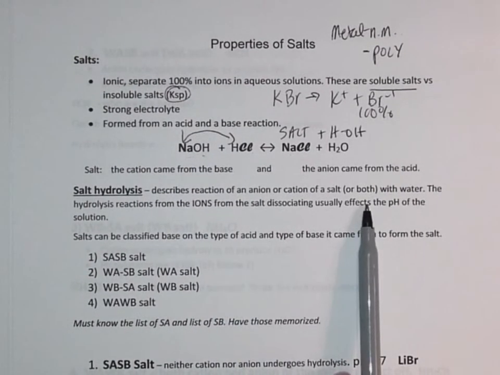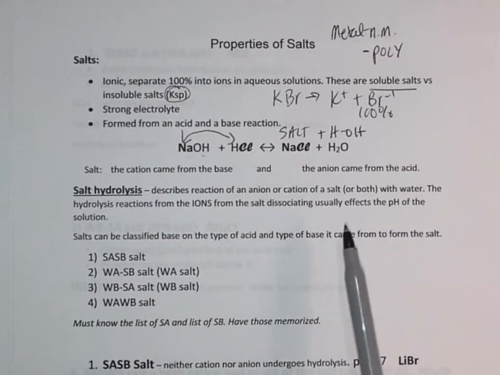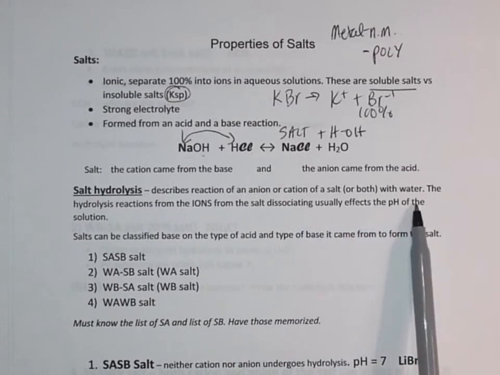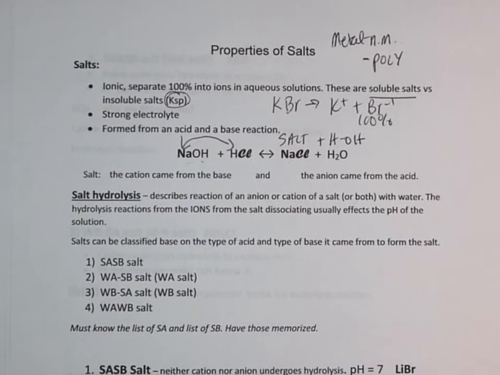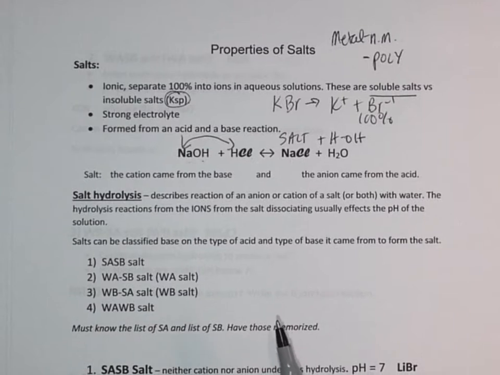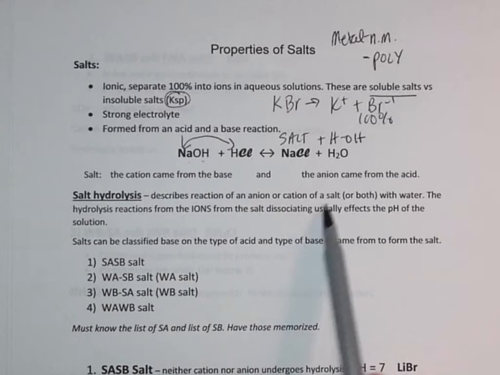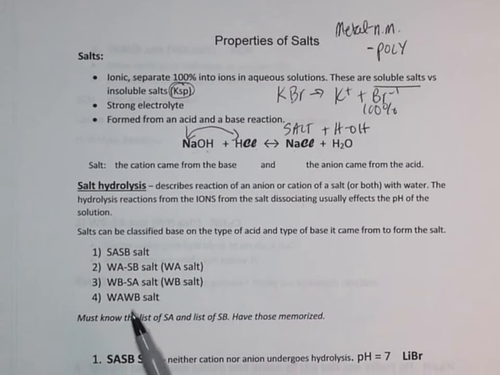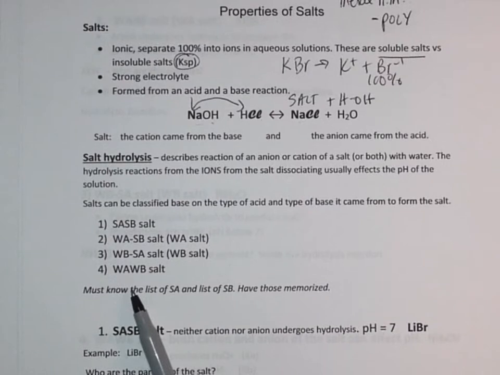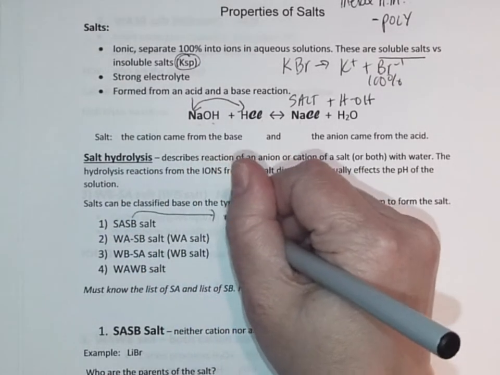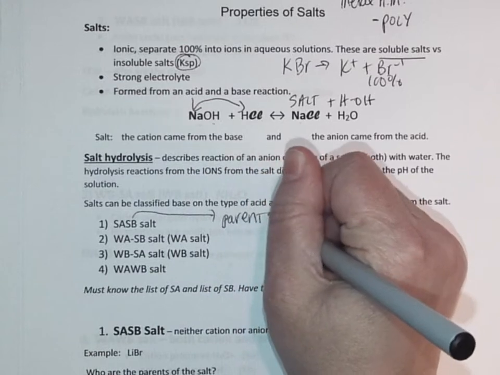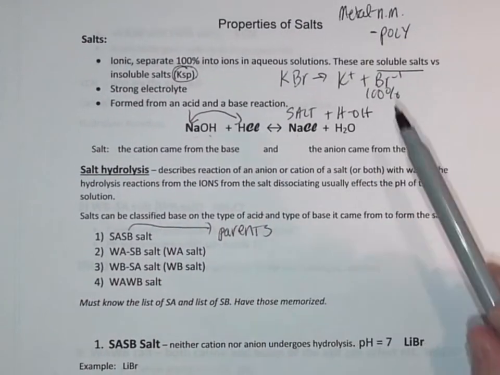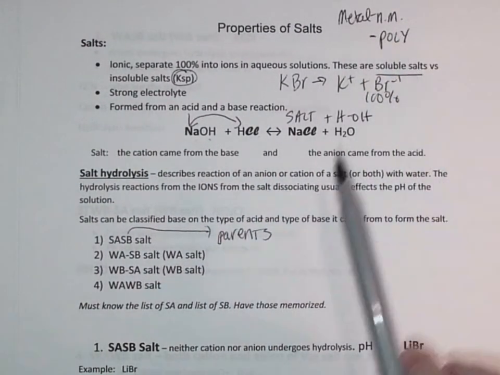Salt hydrolysis describes a reaction of an anion or cation of the salt reacting with water, and from that they can affect the pH. So the first thing we need to do is classify what type of salt we have so we can look at how their cation or anion of the salt can impact the pHs. So we have these four categories of salts, and what we're saying is these are the parents of the salt. So salts are metals and a nonmetal, but where did they come from?